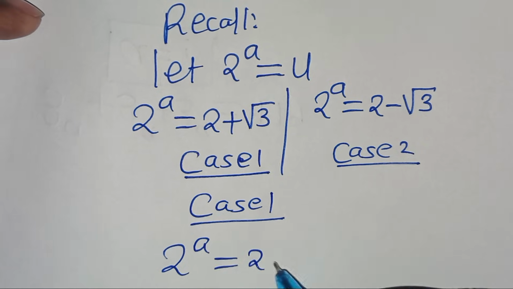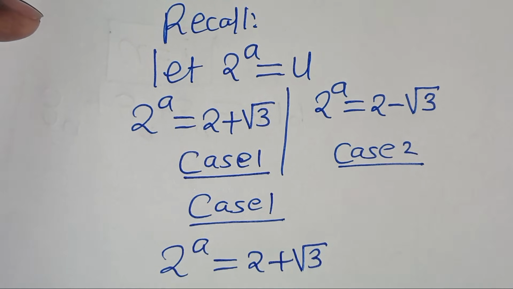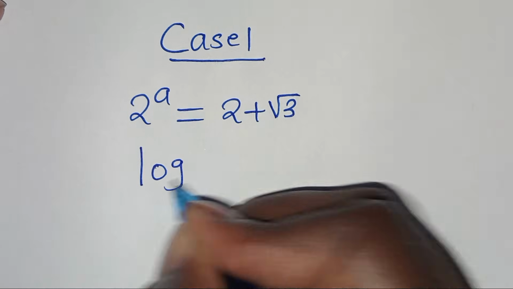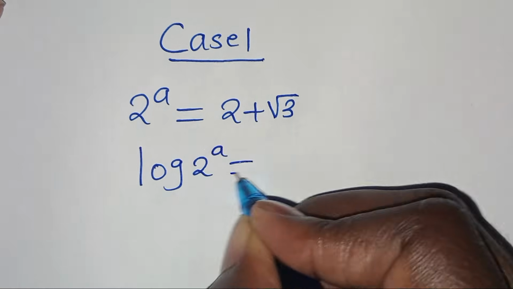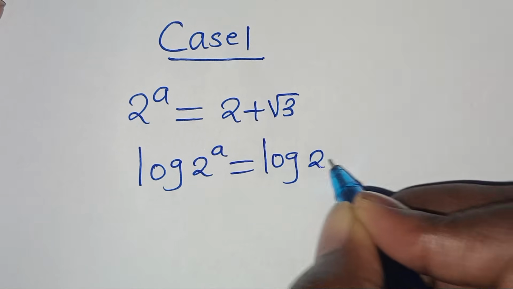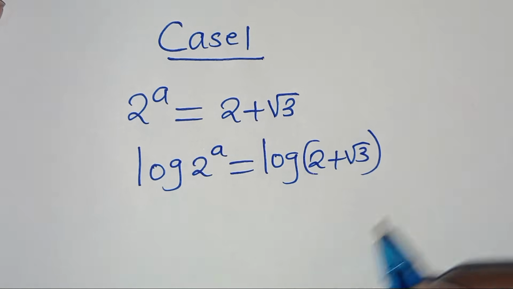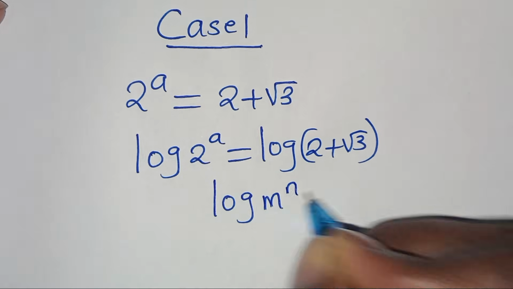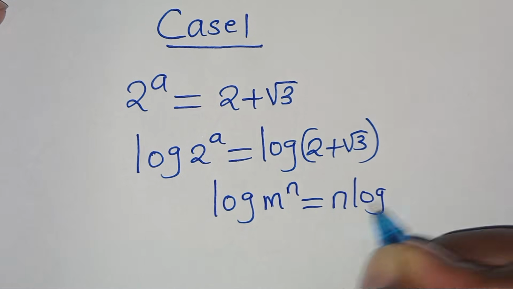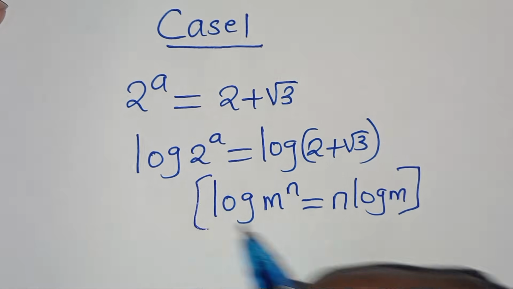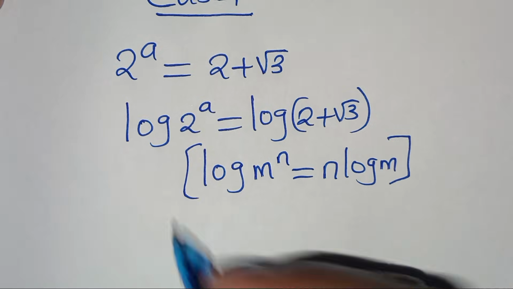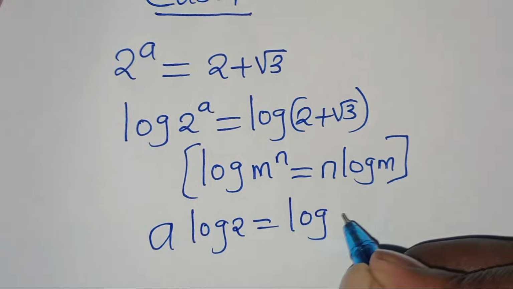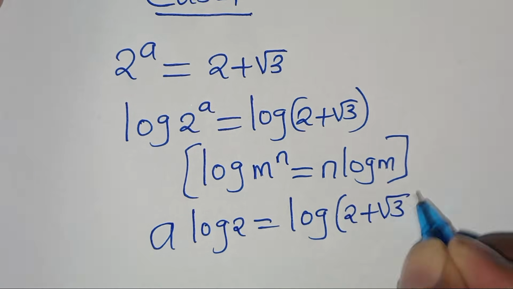Case 1: 2 to the power of a is equal to 2 plus the square root of 3. Now to solve for the value of a, let's introduce logarithm on both sides. We have log of 2 to the power of a equal to log of (2 plus the square root of 3). Log m to the power of n can be expressed as n log m. Applying this power log property, log 2 to the power of a becomes a log 2, equal to log of (2 plus the square root of 3).